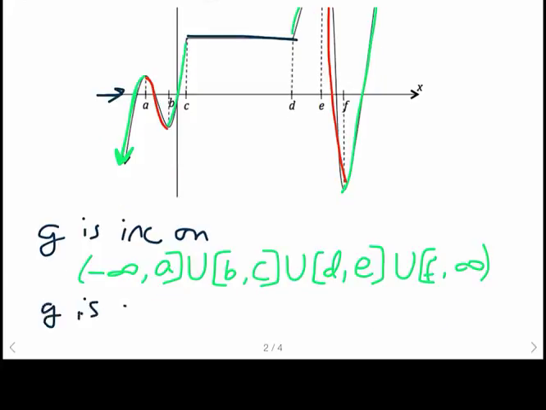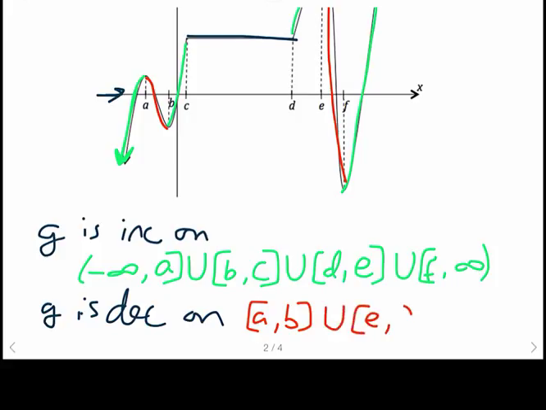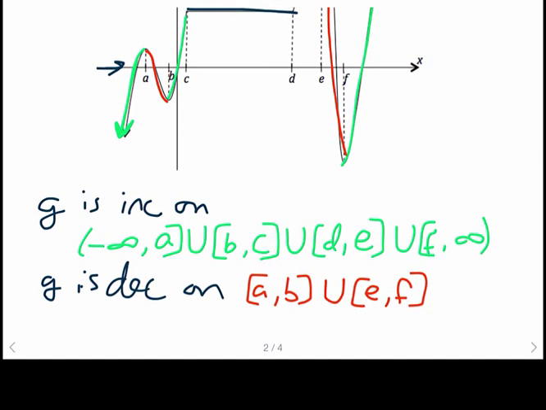g is decreasing on the intervals over which the function is getting smaller. So g is decreasing on the interval from a to b, and then also the interval from e to f. Finally, we would say that g is constant on the interval where it's flat, so the interval from c to d.